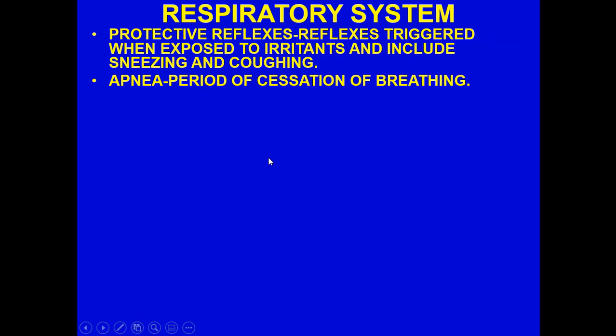Now, there are some protective reflexes which we've mentioned before. These are reflexes that are triggered when exposed to irritants, and they include sneezing and coughing. Apnea. This is a period of cessation of breathing. One of the common things that happens for some people with sleep disorders is sleep apnea, which means that the person has for a period of time, they will stop breathing. This is not good, obviously.